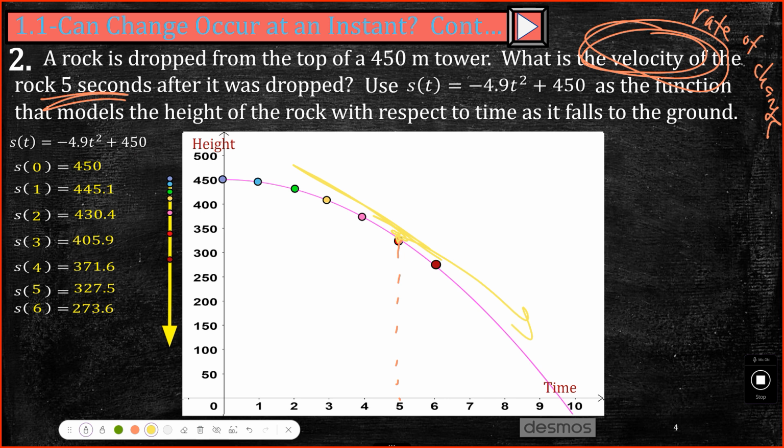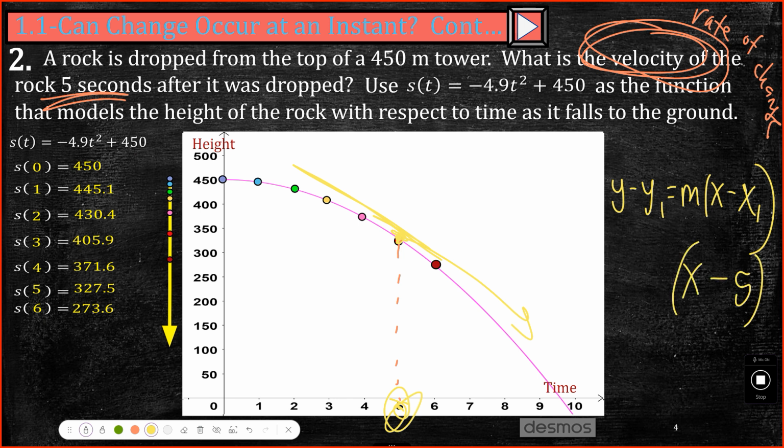Even past just finding the velocity, if it says what is the equation of this tangent line, we have all the information. y minus y1 equals slope times x minus x1. The input is 5, so x1 is going to be 5. And the output, which is at 327.5 right here, is our y1. But what we need again is the slope of this tangent line. That's the problem.